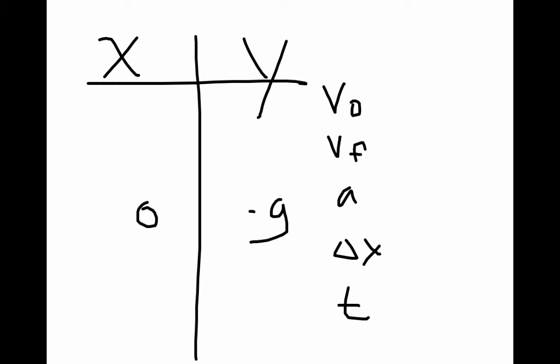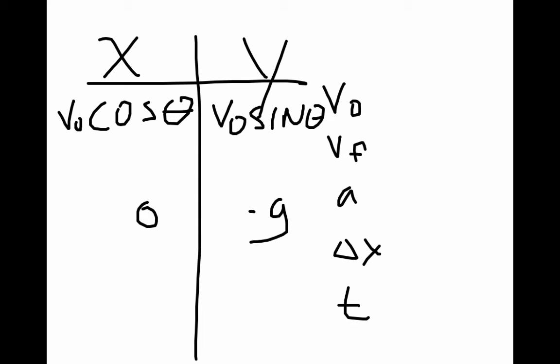The initial velocities, we just broke them up. We know that this is V0 cosine of theta. And on the way up, the vertical direction is V0 sine of theta. Final speed, let's leave that alone for the y direction, but final speed in the x direction is also V0 cosine of theta. The horizontal component never changes.